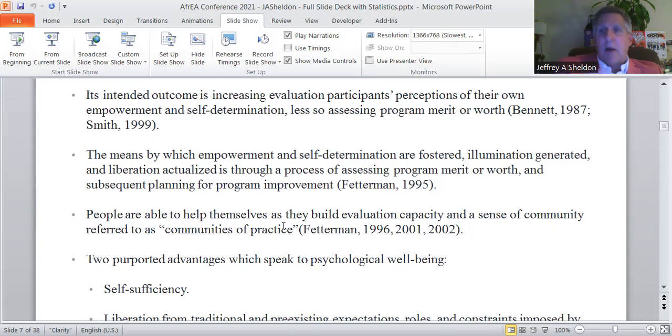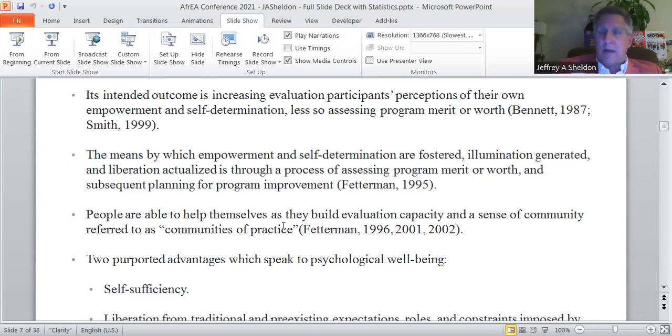It's the process people are engaged in to assess merit or worth that fosters the empowerment and self-determination. When we talk about a social intervention, you're talking about creating the context, by being engaged in a process, through which empowerment and self-determination are supposed to occur. So it means that people are able to help themselves as they build their evaluation capacity and a sense of community, referred to as a community of practice.